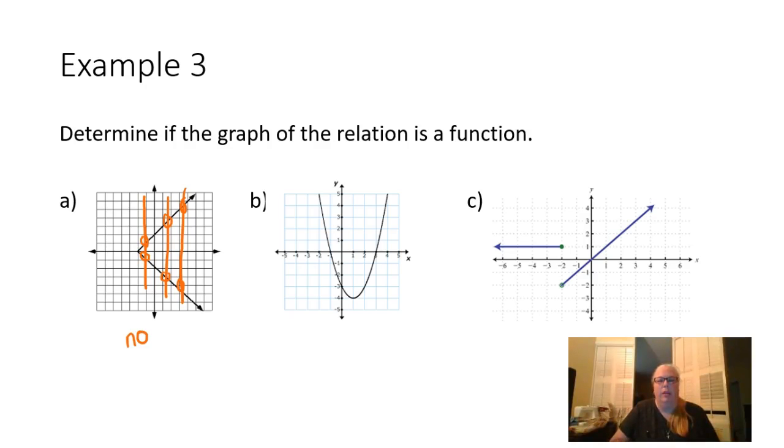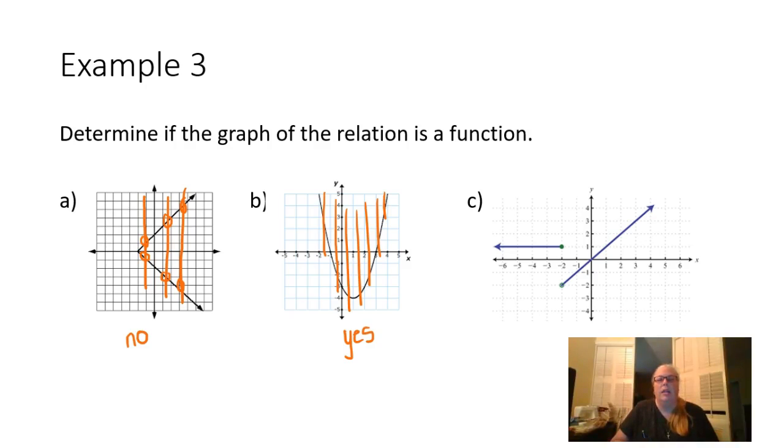All right, for B, it looks like I can draw my vertical line here. I'm okay. Here I'm okay. Here I'm okay. I think this one's going to be okay. We're not going to be able to find any vertical line that's going to cross the graph more than once. So this one is a function.